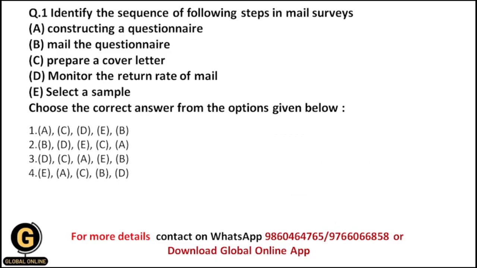Now the first question is, identify the sequence of the following steps in mail surveys. Here you have been given 5 steps of mail surveys, and we are going to write these steps in sequential order. So what are mail surveys? In mail surveys, the survey is administered through mail. We ask questions to our respondents through the mail, and there are a lot of procedures in that.